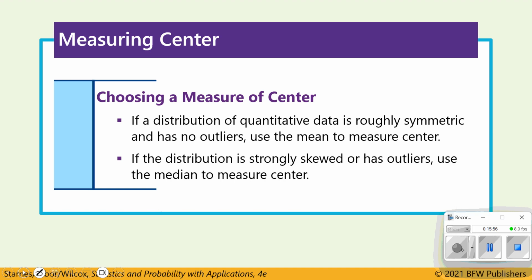Okay, so how do we choose a measure of center then? How do we know? With our quantitative data, if it's roughly symmetric and it doesn't have any outliers, we're going to use the mean usually. If it's skewed one way or the other and it has outliers, we're going to use the median. So that's how you're going to know which one to go with. Roughly symmetric, no outliers, we use the mean. If it's skewed, has outliers, we use the median.